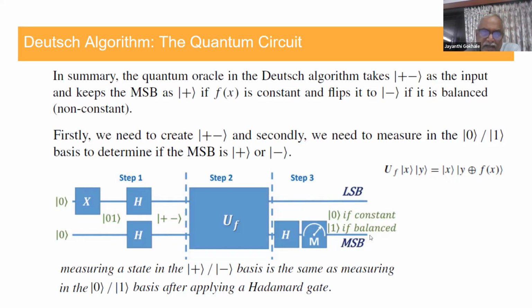And when I measure it, remember, I'm only measuring the most significant bit, the MSB. The MSB will tell me if it has not changed, if it is still a 0, it is a constant gate. If it is a 1, it is a balanced gate. So that is how my Deutsch algorithm works.